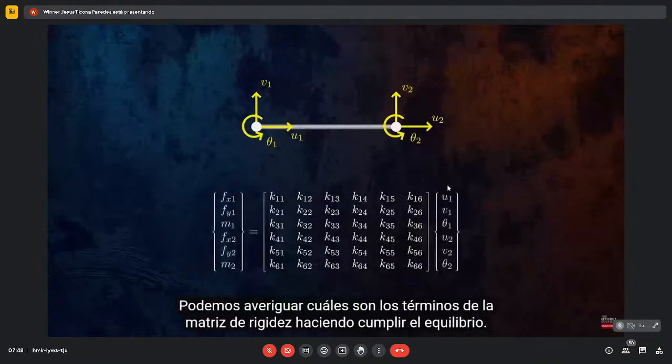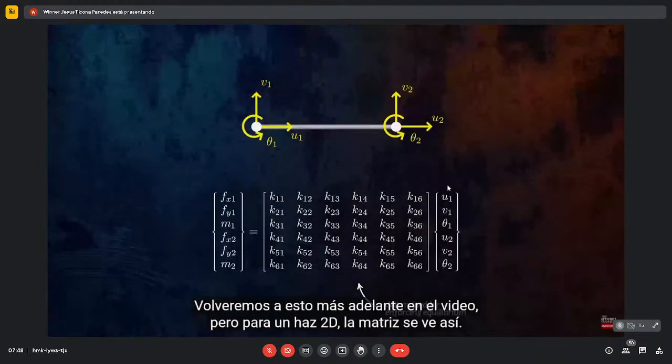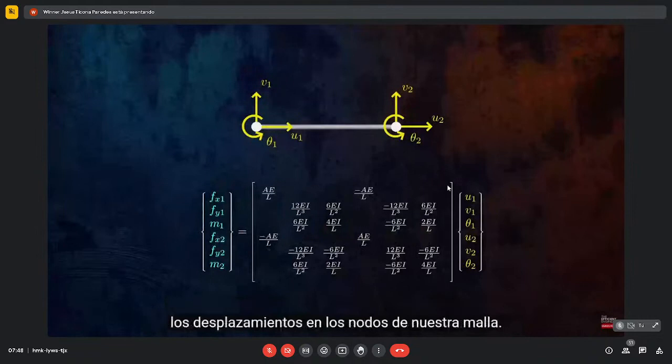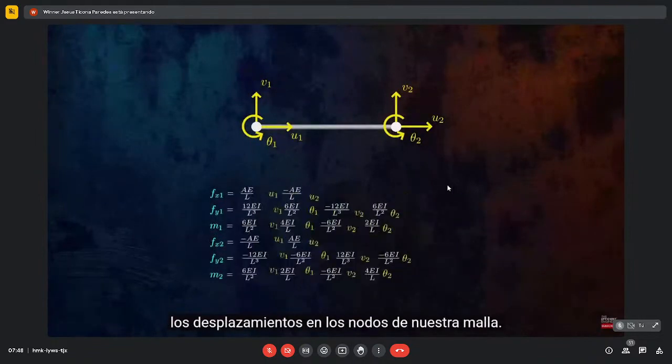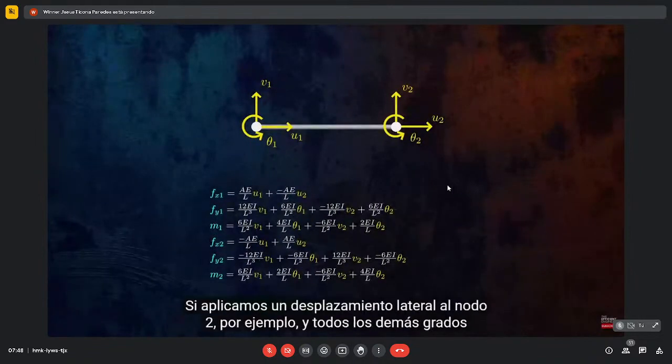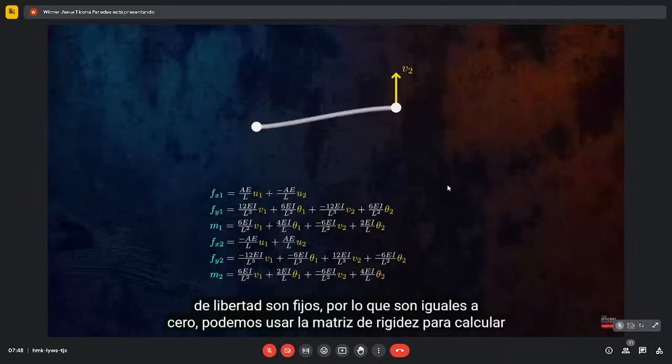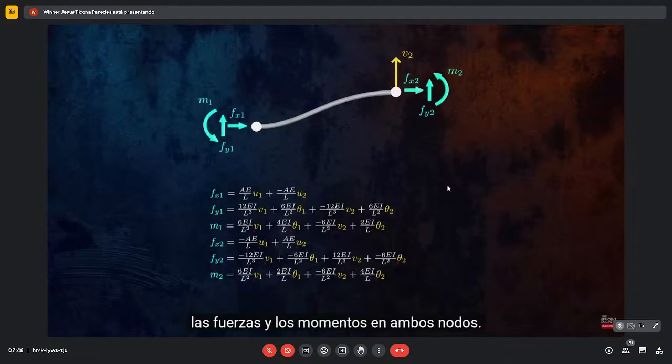We can figure out what the terms of the stiffness matrix are by enforcing equilibrium. We'll come back to this later on in the video, but for a 2D beam, the matrix looks like this. We can think of this equation as a system of linear equations that we can solve to obtain the displacements at the nodes of our mesh. If we apply a lateral displacement to node 2, for example, and all of the other degrees of freedom are fixed, and so are equal to 0, we can use the stiffness matrix to calculate the forces and moments at both of the nodes.